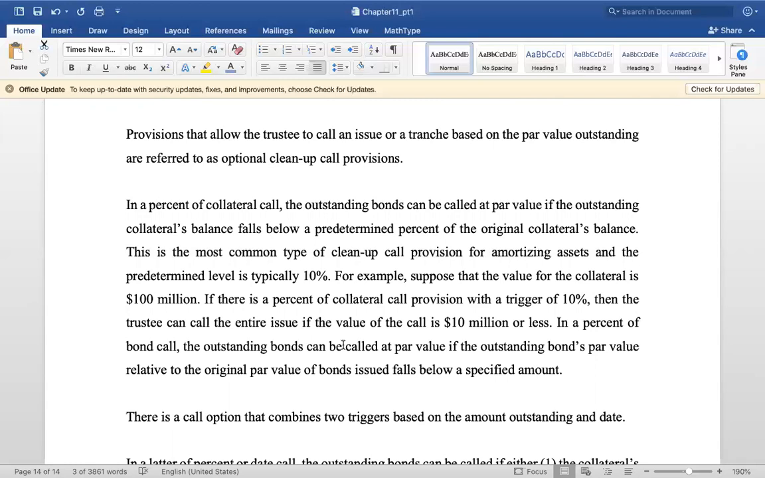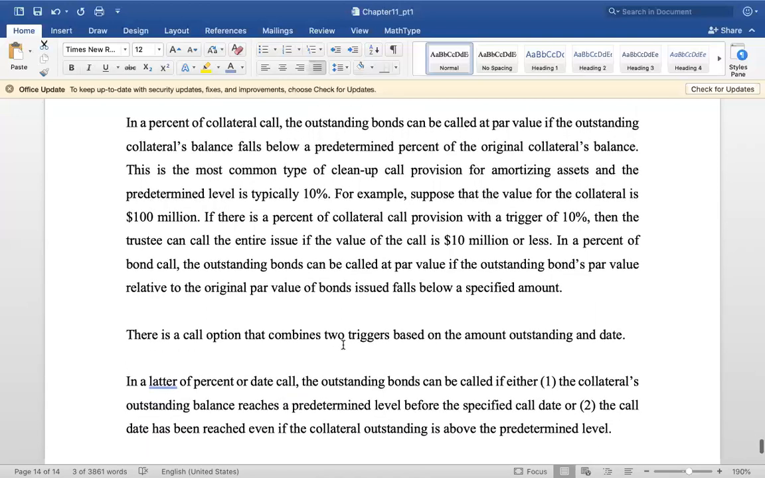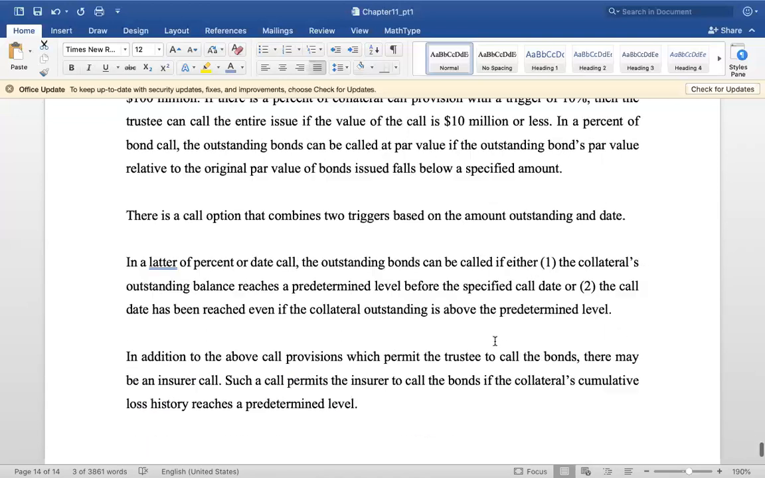The predetermined level is typically 10%. So, for example, suppose the value of the collateral, as we discussed in our example, is 100 million. If there is a percent of collateral call provision with a trigger of 10%, then the trustee can call the entire issue if the value of the collateral is 10 million or less. There is also a call option that combines two triggers based on the amount outstanding and the date.